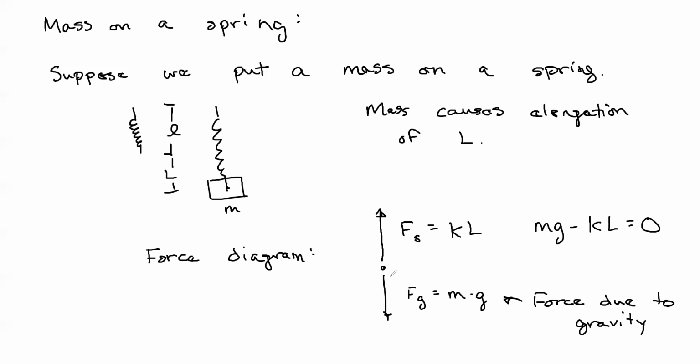One thing you may notice here is that the mg is positive and the KL is negative, the way that we've created this. We're going to use downward as positive and upward as negative. It doesn't matter which one you decide to have positive and negative, as long as you're consistent. So this is the starting situation. We put the mass on a spring and then we just stop. This is not moving. Everything is in balance.